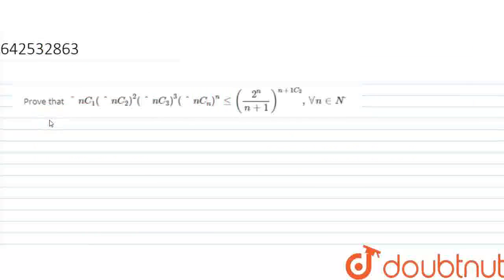Hello students, so the question is given: prove that nC1 · nC2² · nC3³ ... nCn^n is less than or equal to (2^n / (n+1))^(n+1) C2, where n belongs to the natural numbers.